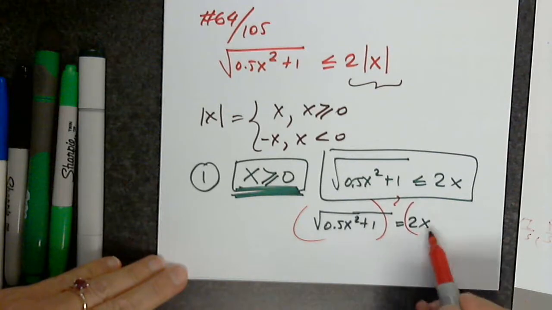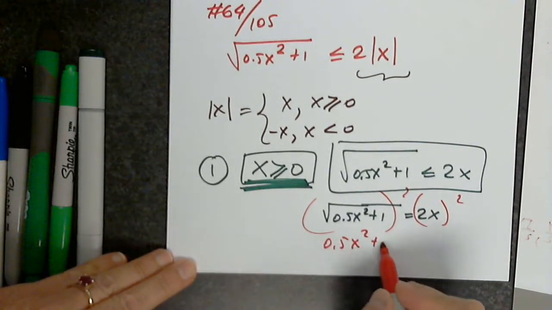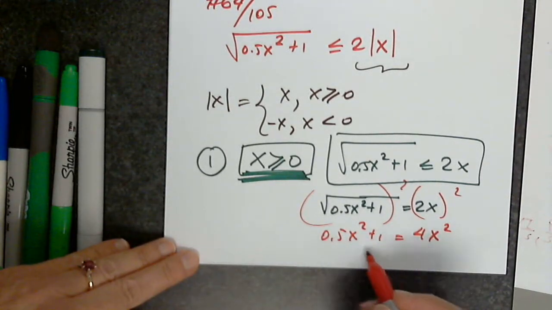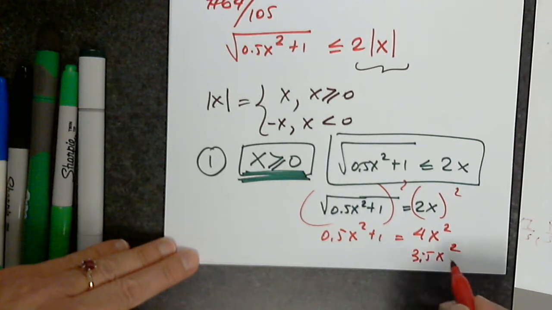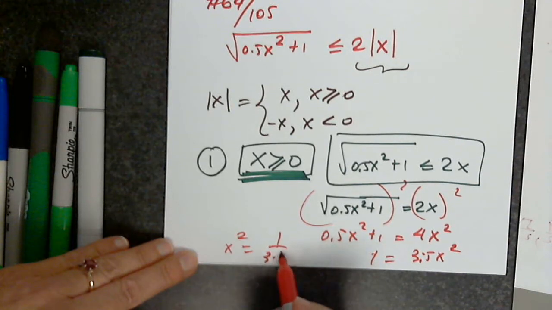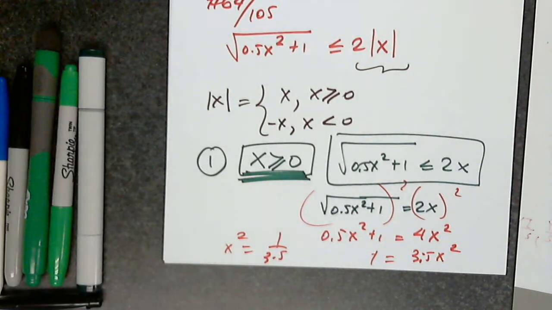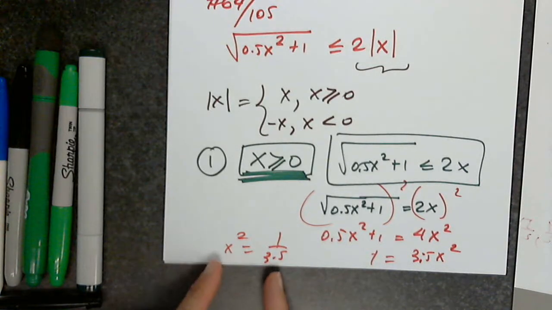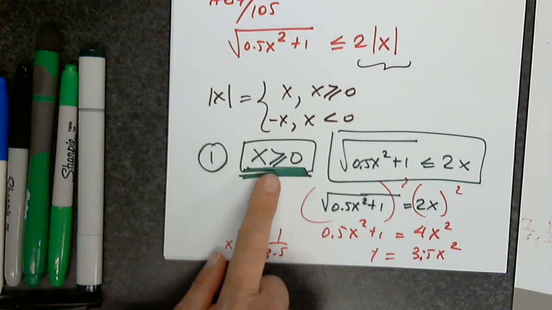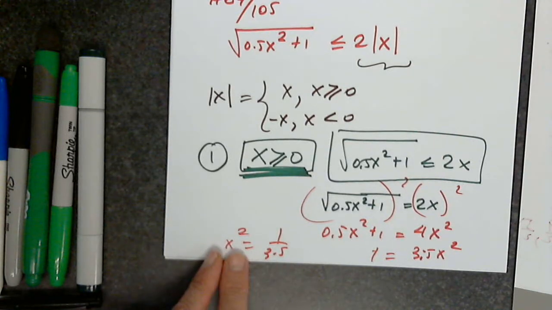So I will square. Then I get 0.5x squared plus 1 equals 4x squared. I will have to move 0.5 to the other side, and I get 3.5x squared equals 1. So then x squared equals 1 over 3.5. So yes, I can say at this point that left and right intersect. They intersect on the left and on the right of 0. But look what I have here. Right, so they intersect somewhere very tiny.